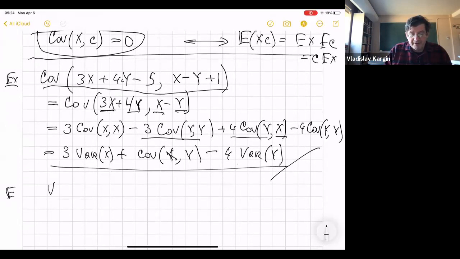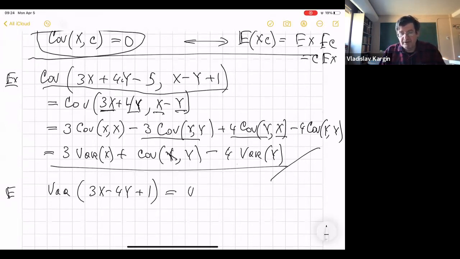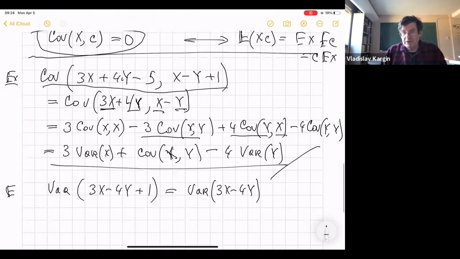So what about the variance? Suppose I say variance of 3x minus 4y plus 1. The first thing to say is that the constants don't matter. So it's equal to variance of 3x minus 4y. Forgetting about this plus 1, it doesn't matter.